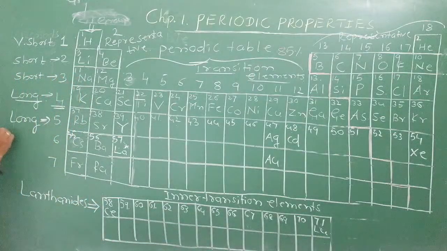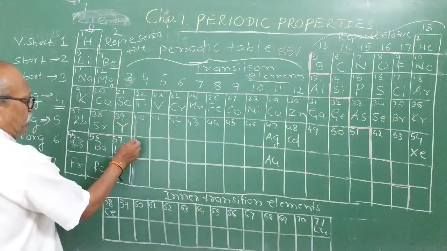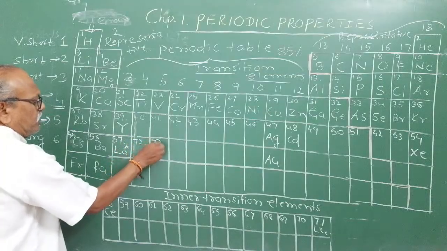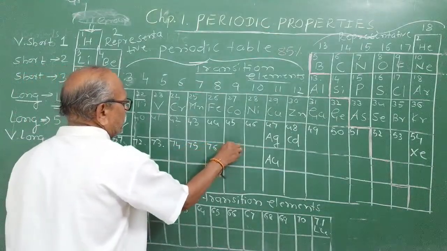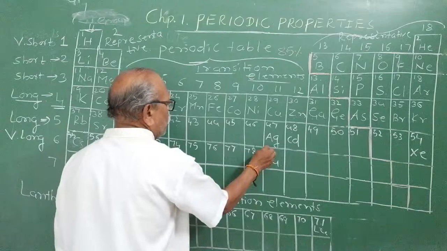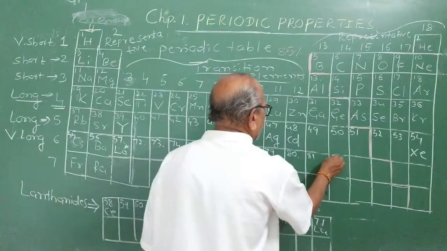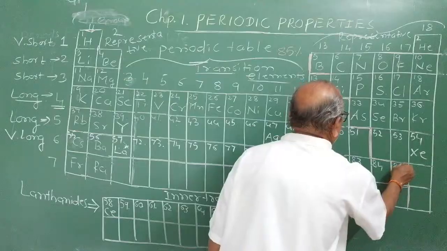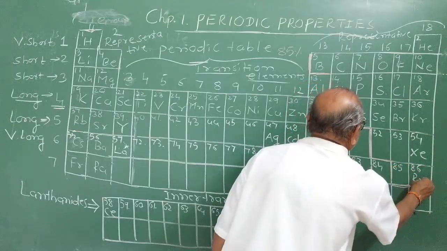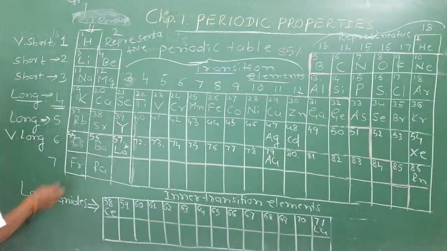Therefore, the sixth period is a very long period. Very long period of how many elements? It will continue: 71, 72 will continue here, 73, 74, 75, 76, 77, 78. Gold has 79, 80, 81, 82, 83, 84, 85, 86. Radon. Are you getting me? And after that, 86.